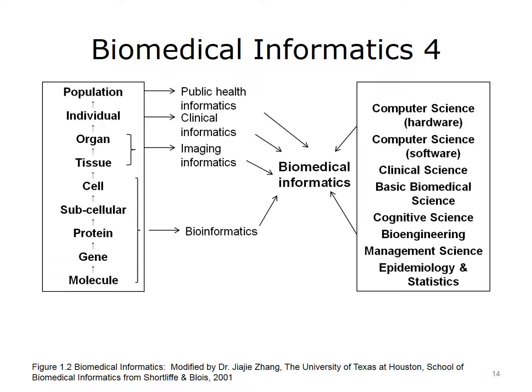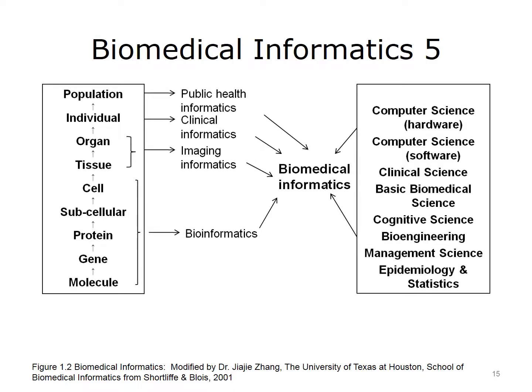The first informatics segment is public health informatics. Shortliffe and Blois define public health informatics as an application area of biomedical informatics in which the field's methods and techniques are applied to problems drawn from the domain of public health. Public health informatics is population and society focused. Examples of public health informatics applications include the National Notifiable Disease Surveillance System, the National Electronic Telecommunications System for Surveillance, NETSS, immunization registries, immunization information systems, homeland security, bioterrorism.